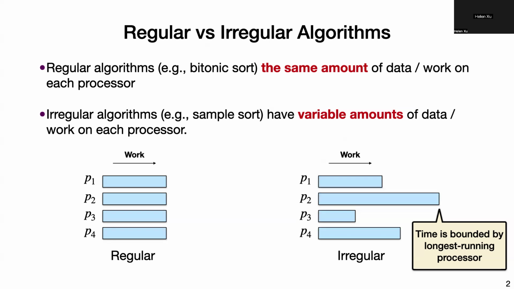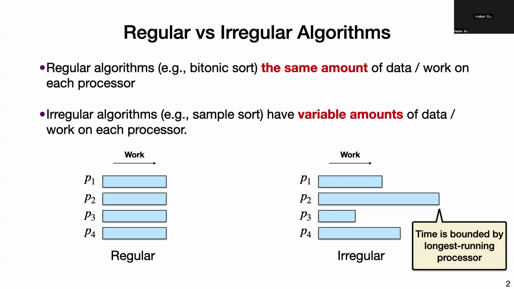On the other hand, we have irregular algorithms like sample sort, which have variable amounts of work on every processor. This is just an illustration. Regular is like these are your processors, and this is your work, and they're all evenish. Maybe it's +1 off or something like that. However, in the irregular case, the work may vary on the processor, and the time that your algorithm takes is bounded below by the longest running processor. So even if some other ones finish earlier, the whole algorithm is not finished until the longest one finishes. So in that case, P2 is the longest one.